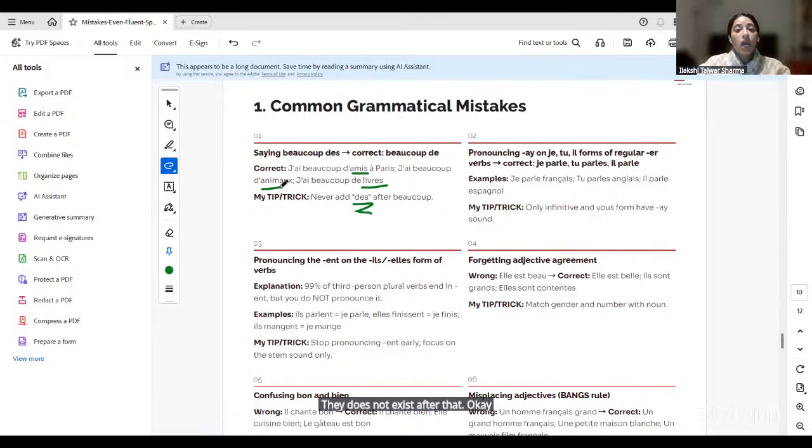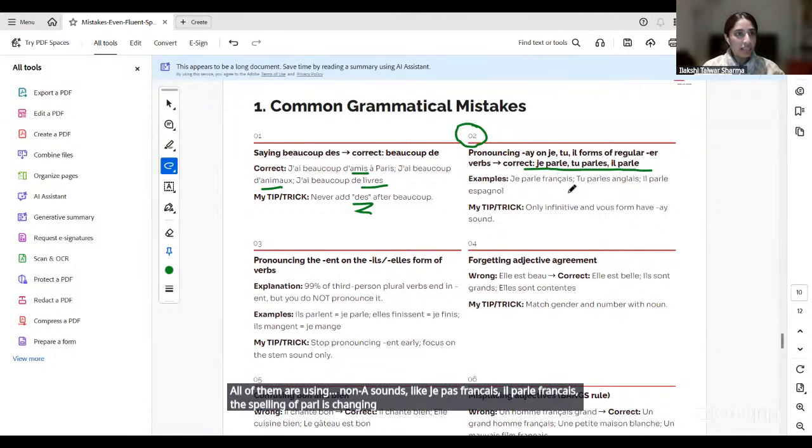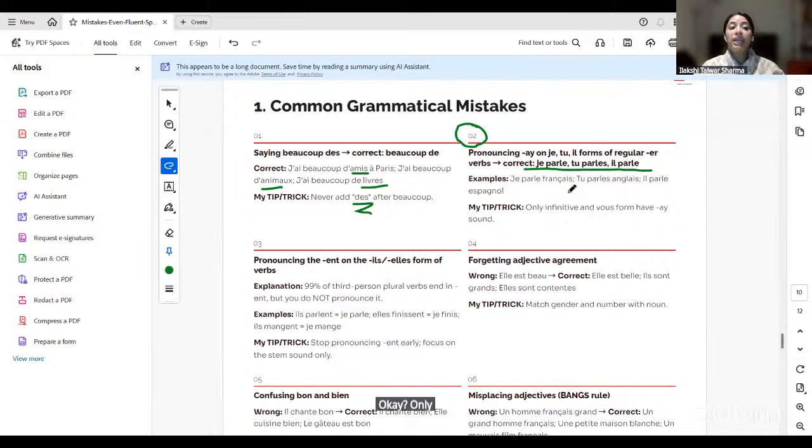Okay, next. Pronunciation wise, the sound of A for this word. I have je as a subject, tu as a subject, il as a subject. All of them are using non-A sounds, like je parle français, tu parles français, il parle français. The spelling of parle is changing, but I'm not saying parler at any point in time.